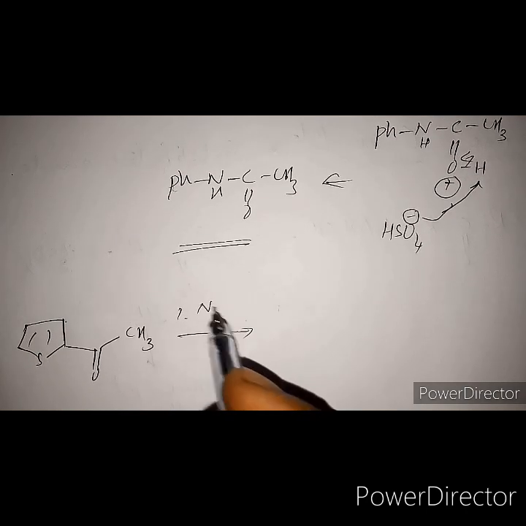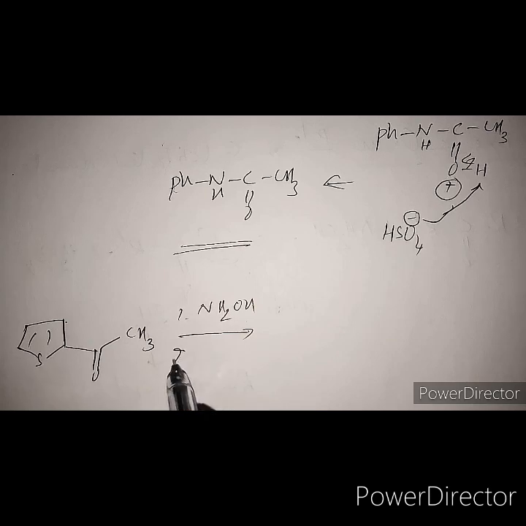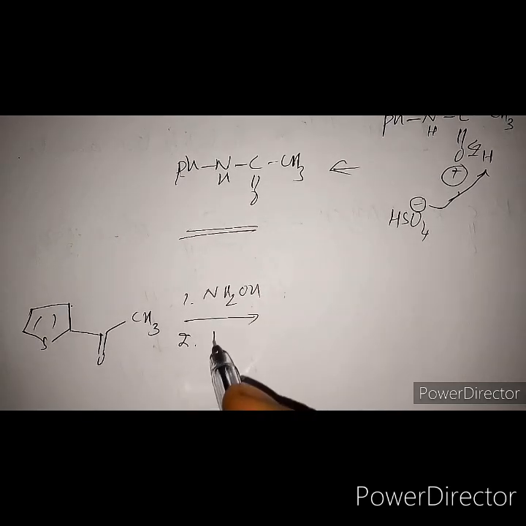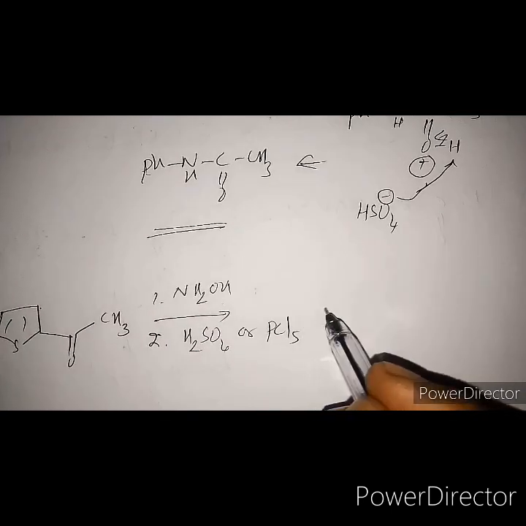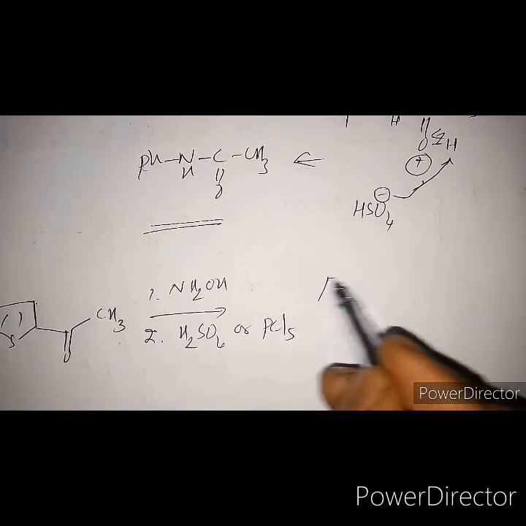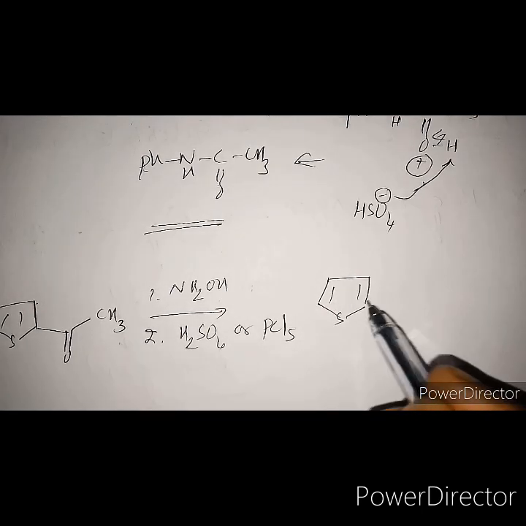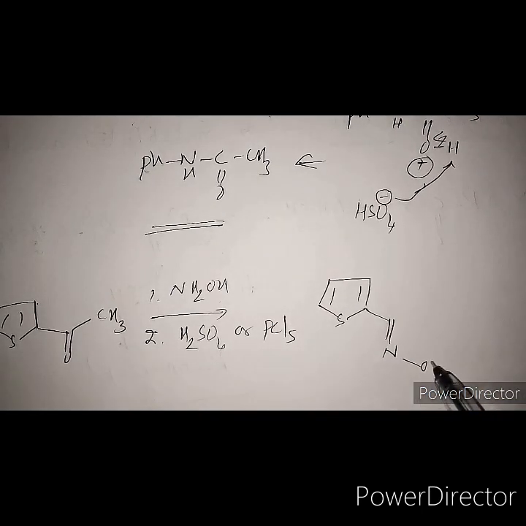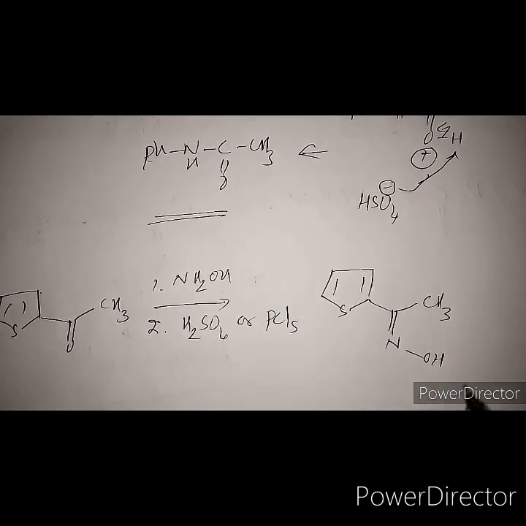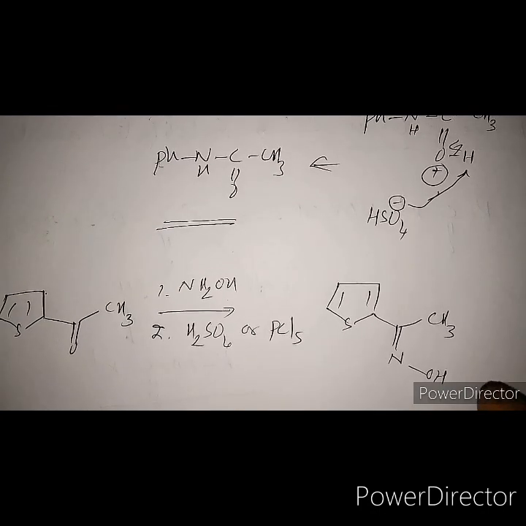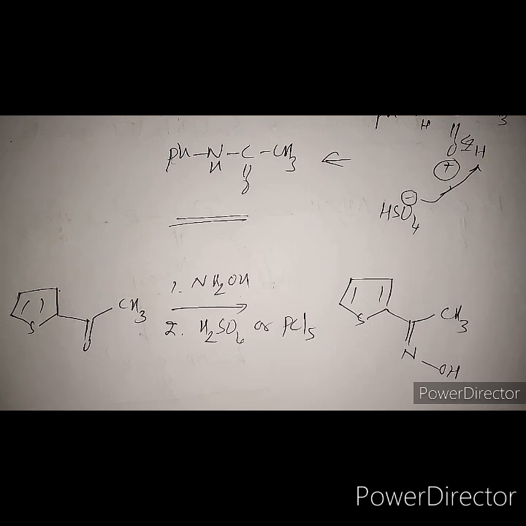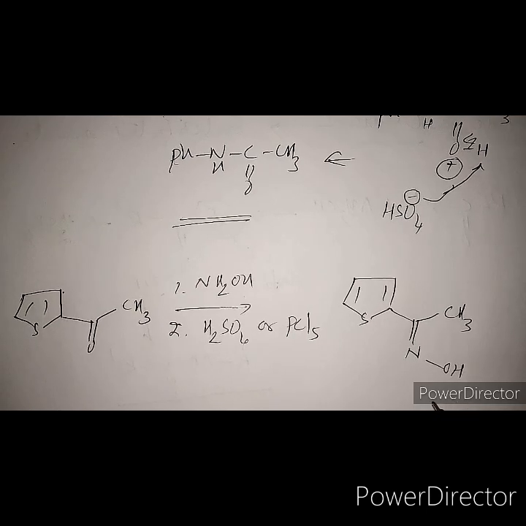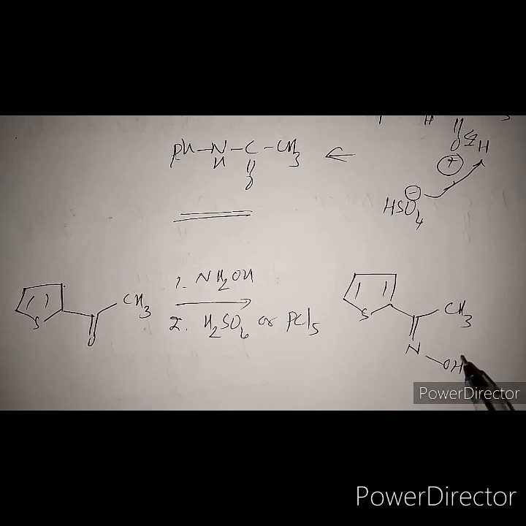The first is the treatment with hydroxylamine. Next is treatment with sulfuric acid or PCl5 or any Lewis acid catalyst. So we will get an oxime. So this is a C double bond N. The stereochemistry of the oxime can be determined by E/Z configuration and also identified and confirmed by spectroscopic evidence.